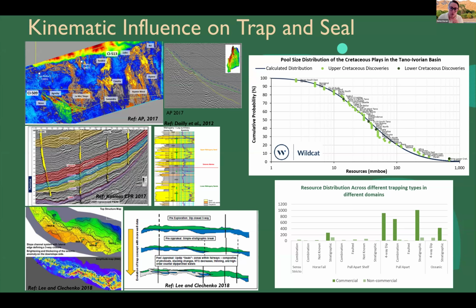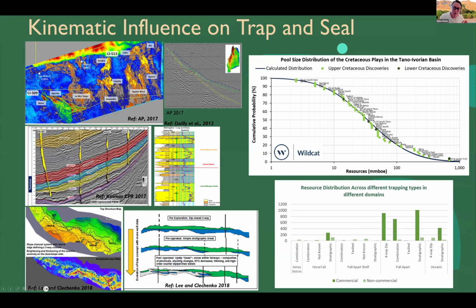When we move east to the horsetail structure, where you have much more highly complex and variable trapping styles and sealing styles, you can see in the plot in the bottom right-hand corner that combination, faulted and stratigraphic traps have all been tested here.